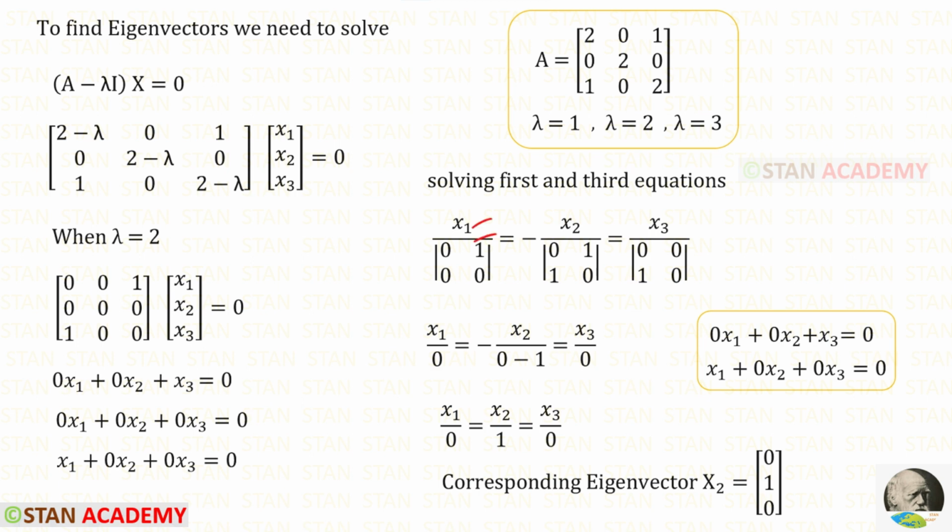x1 upon, we have to cut x1. The remaining are 0, 1, 0, 0. Minus x2 upon, we have to cut x2. The remaining are 0, 1, 1, 0. x3 upon, we have to cut x3. The remaining are 0, 0, 1, 0. After simplifying, we will get the corresponding eigenvector x2 as 0, 1, 0.